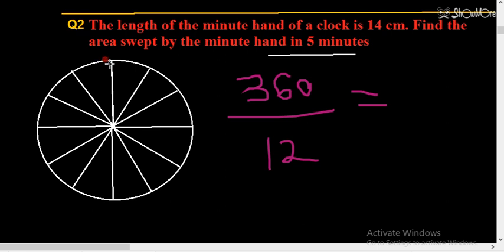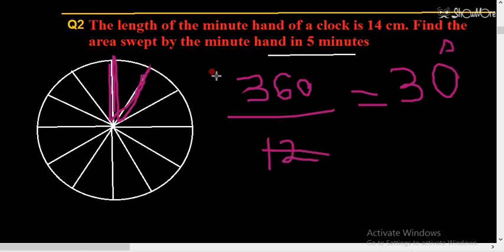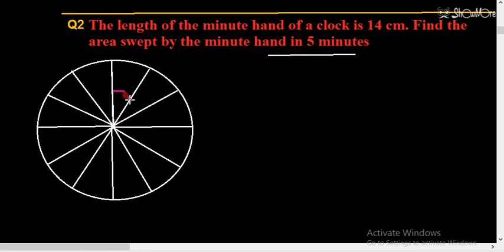From here to here, we have one sector, and the angle of this sector is equal to 30 degree. So 12 threes are 36, that is 30. So every sector, when the minute hand covers the 5 minutes distance, it will cover 30 degree. This angle is 30 degree, this angle is again 30 degree, this angle is again 30 degree.